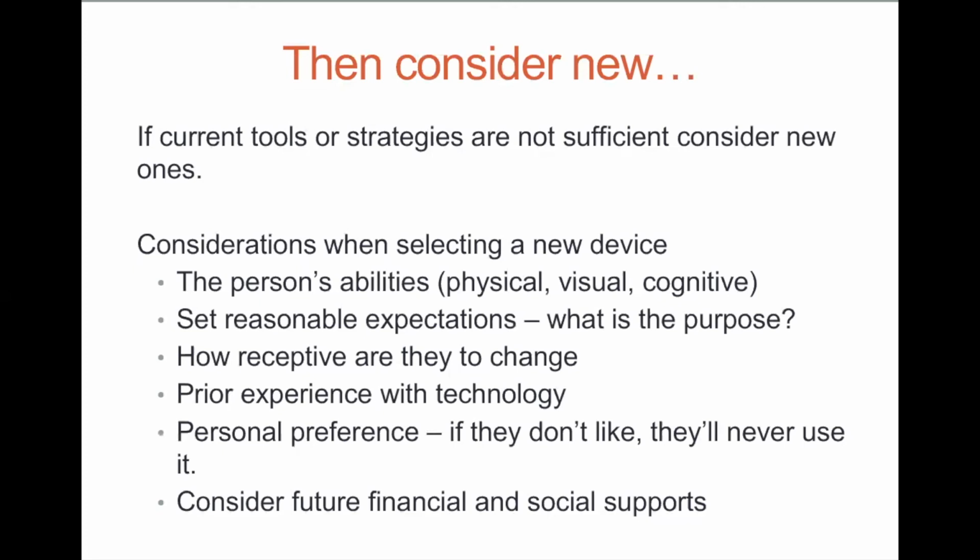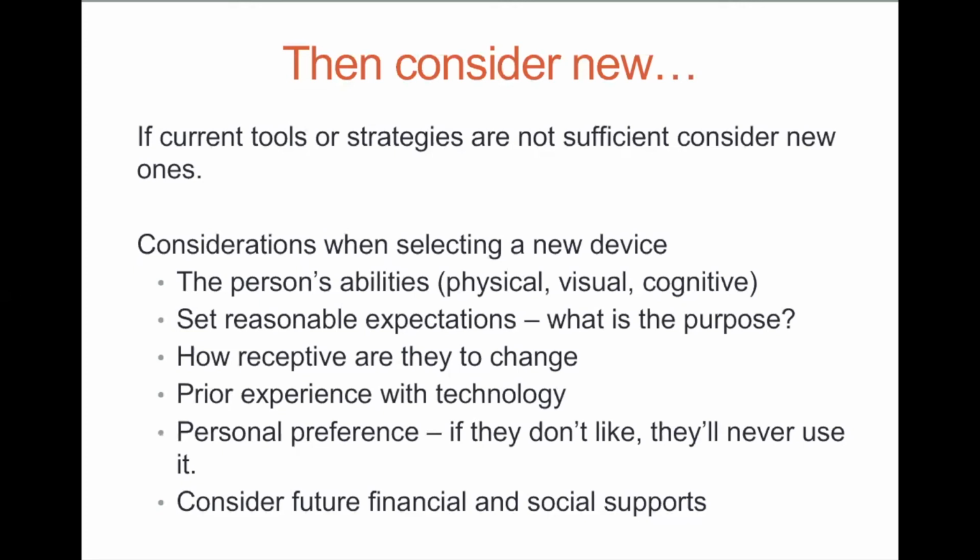Prior experience with technology just kind of means, are they experienced with technology? Do they like using it? Are they going to want to use it? And then consider future financial and social supports. Are they going to have the help there to continue to be able to use this? Is it something where I can use video modeling to be able to help them in the future? So just some little things to consider if you're trying to figure out what might work for folks.